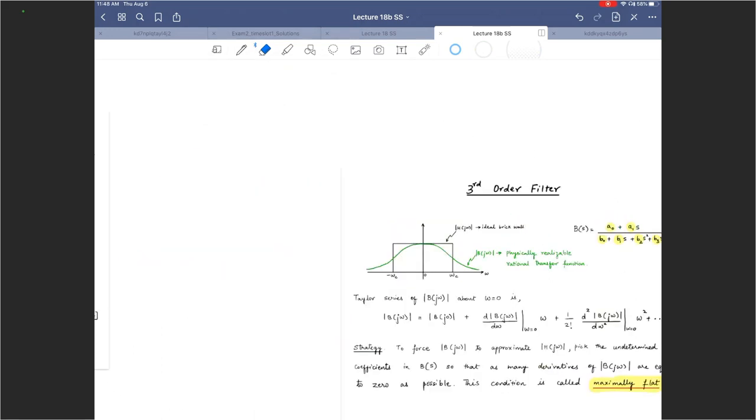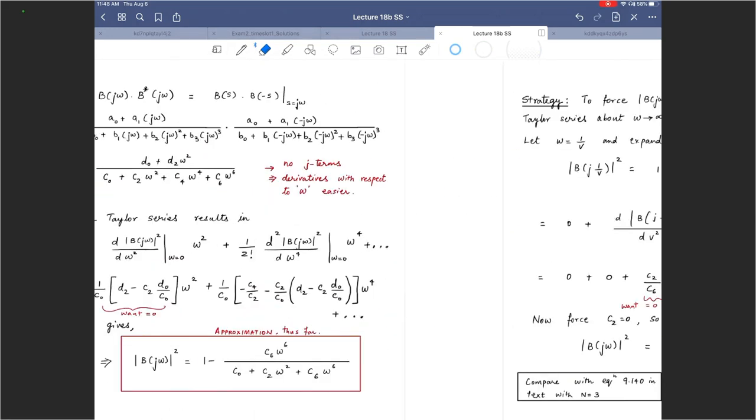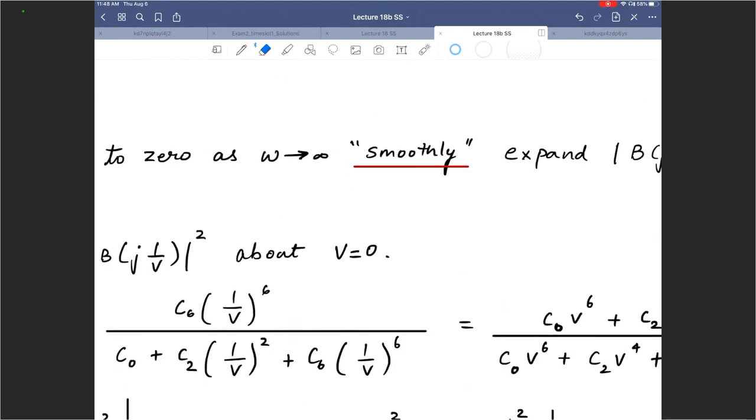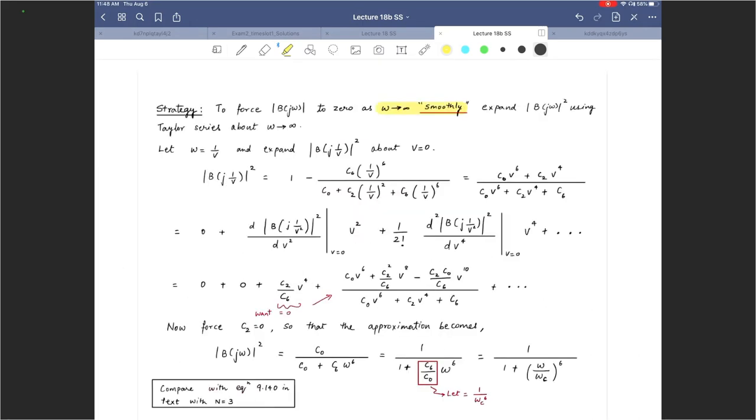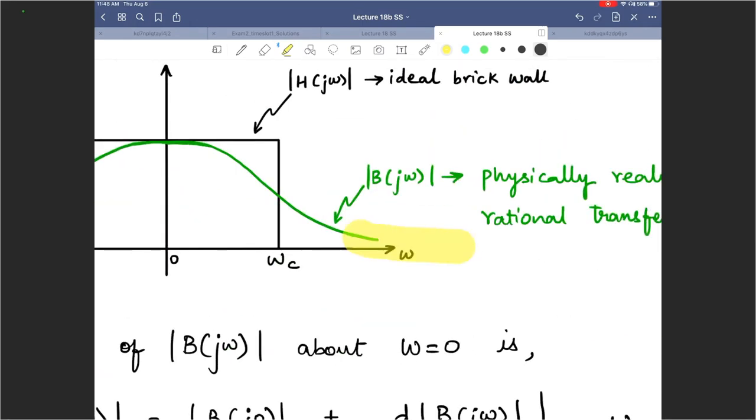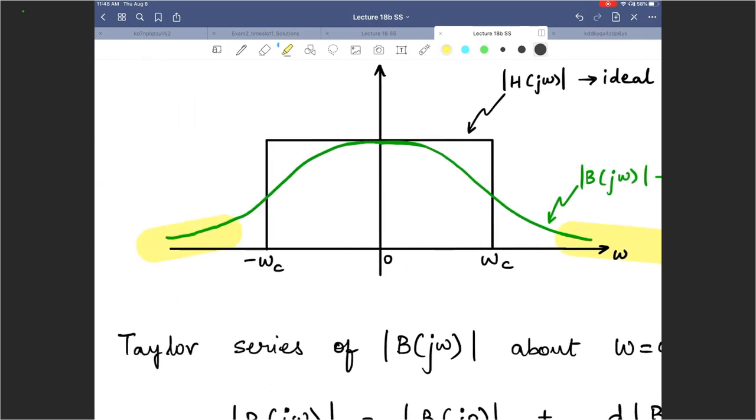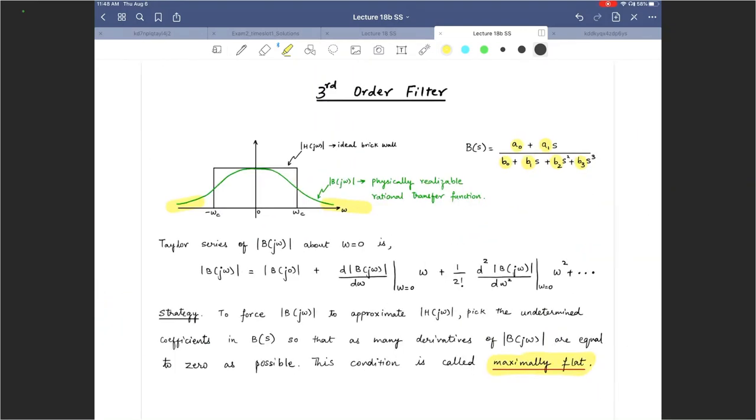The other condition is that as omega goes to infinity, I should go smoothly to 0. As omega increases, as frequency increases, go to 0 eventually. So be flat in the pass band and go to 0 as omega increases. Those are the two conditions I'm going to use in order to determine the coefficients a0, a1, b0, b1, b2, b3. So there's going to be a lot of math coming your way.